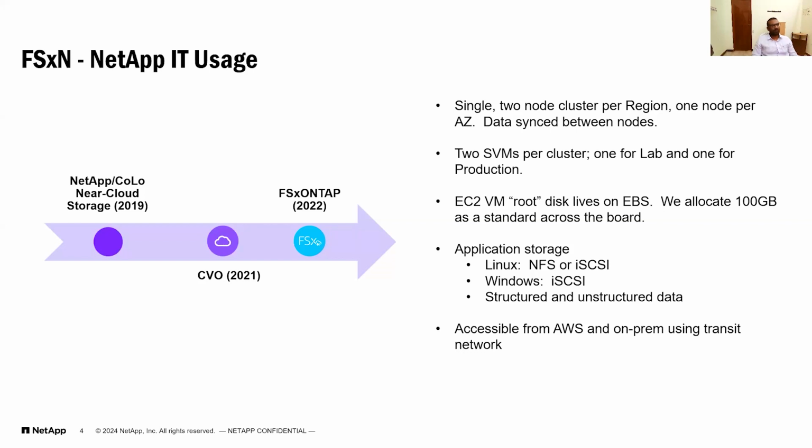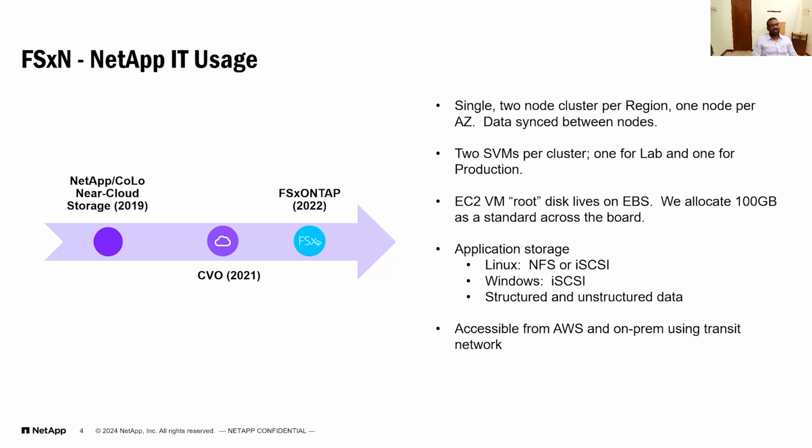When it comes to application storage, we can provision our volumes via FSxN and mount them to the servers. For Linux VMs, we can mount both NFS and iSCSI file systems. For Windows, only iSCSI drives are provisioned and mounted on the servers. We can save all of our structured and unstructured data in our FSxN volumes.